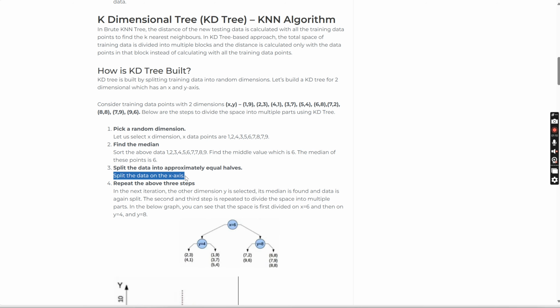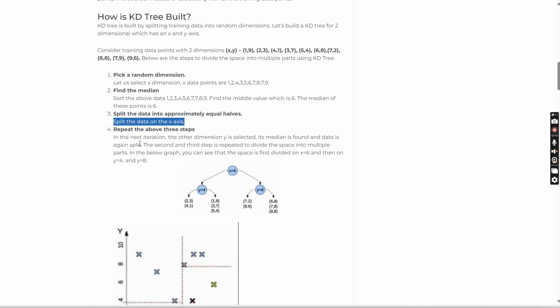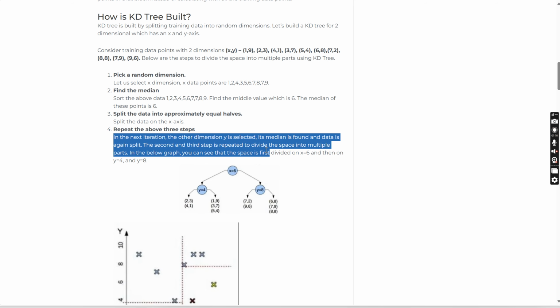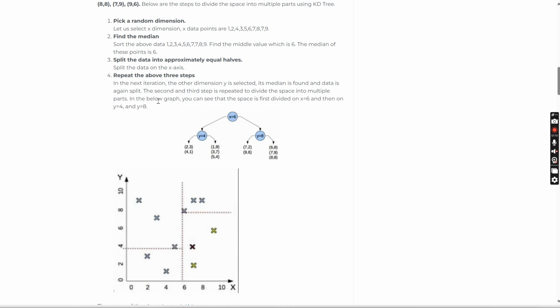Once it obtains the median, it starts splitting those x-axis values. Okay, and in the next iteration it repeats the same thing for the y dimension, and in the y dimension also the median is found, again the data split is done. Okay, and this step is repeated multiple times. Multiple parts are obtained. Finally what you would have is, once you get the median, here x is 6. Okay, 6 is the middlemost value. So basis on that, x is taken as 6.